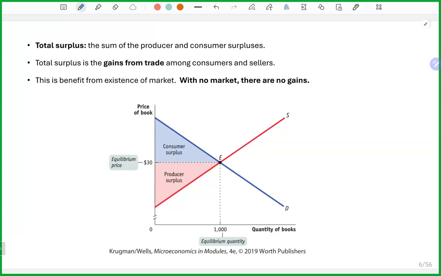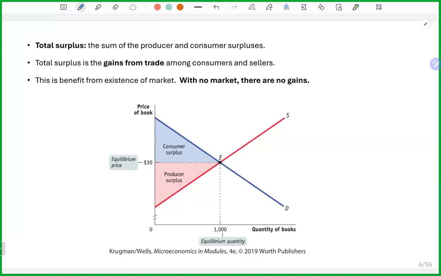And then why is it so? Why is the total surplus maximized? There are reasons. The reason why it is maximized is, first, it ensures that those whose valuation is high buy the book, and those whose valuation is relatively low don't buy the book. And no mutually beneficial transactions are missed. We'll see that.